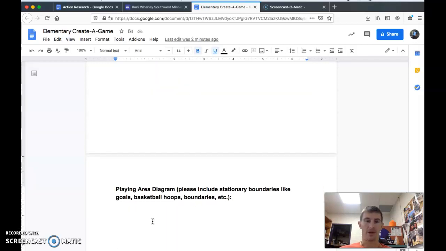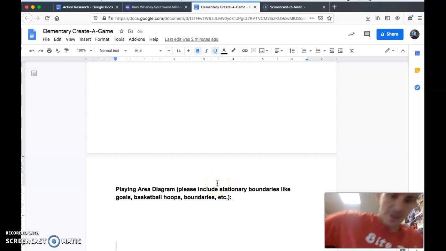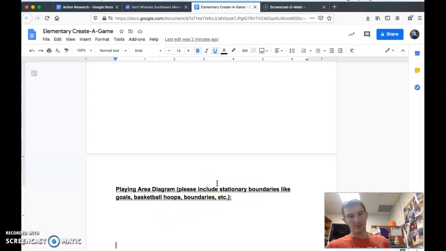Playing area diagram, okay? So this says just please include stationary boundaries like basketball hoops, goals, etc. If maybe for your game you want me to bring out some of the soccer nets, in that case you would want to just make sure you write that on here.